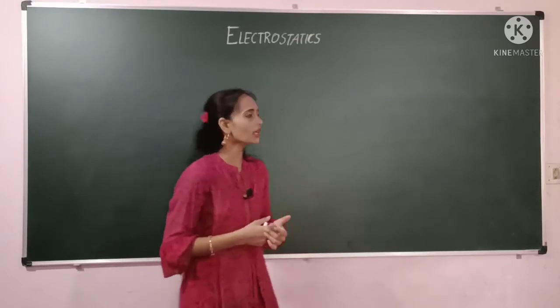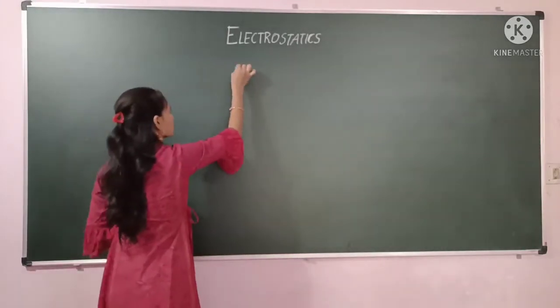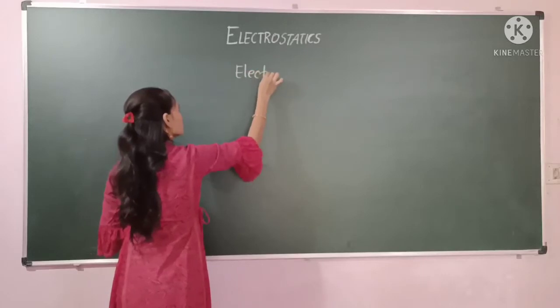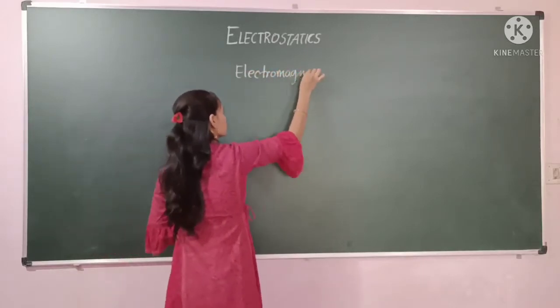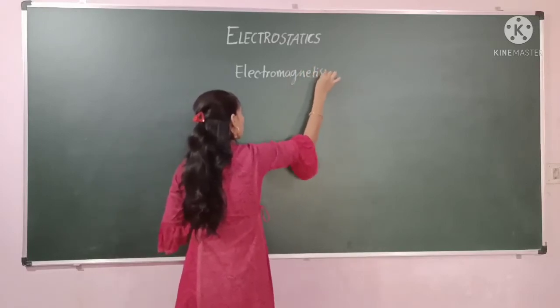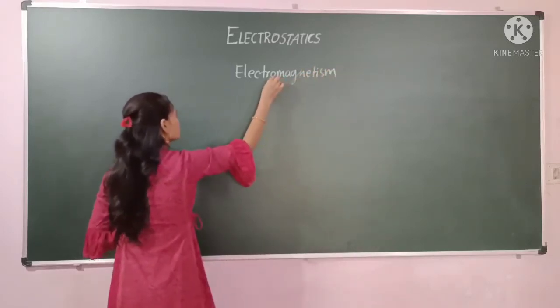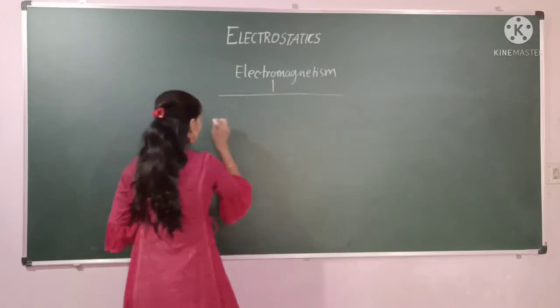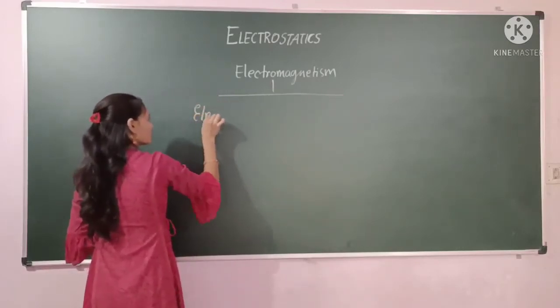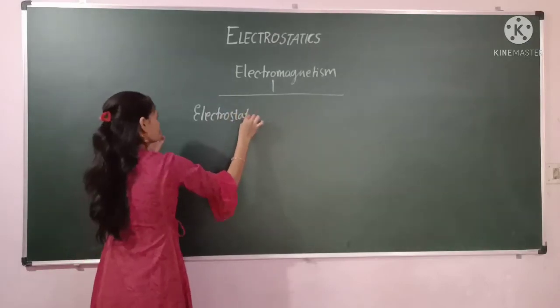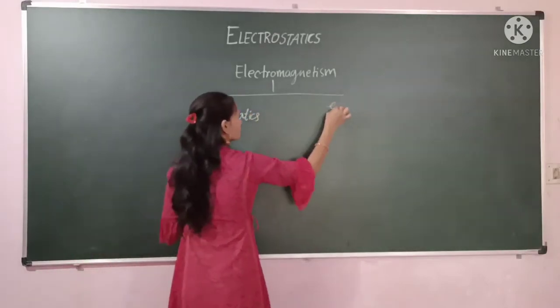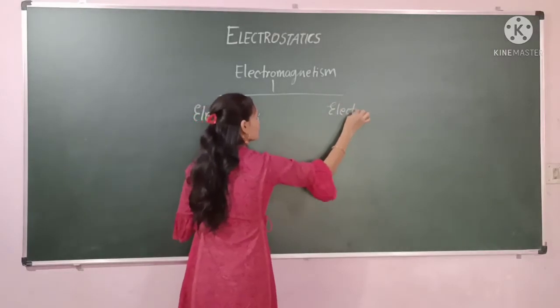So first we will take electromagnetism. It is one branch of physics in which we study about the charges. This electromagnetism has been divided into two branches. One is electrostatics, and another one is electrodynamics.